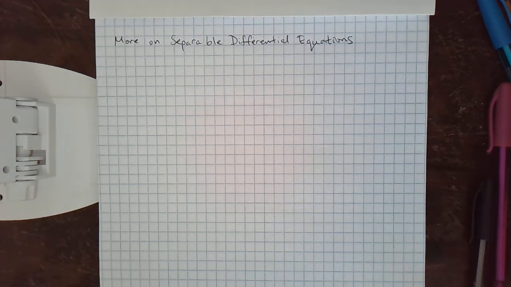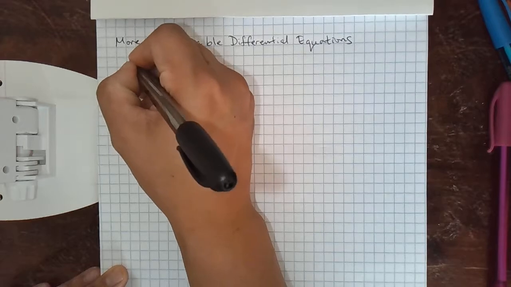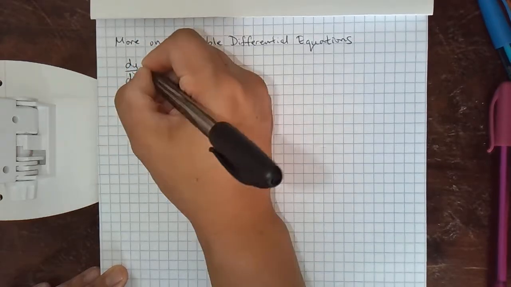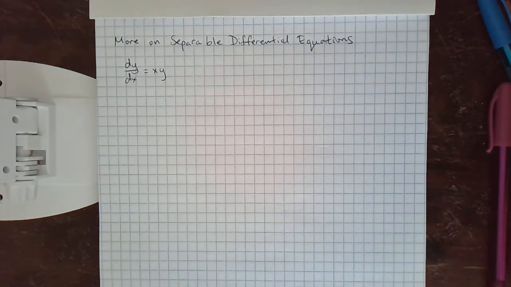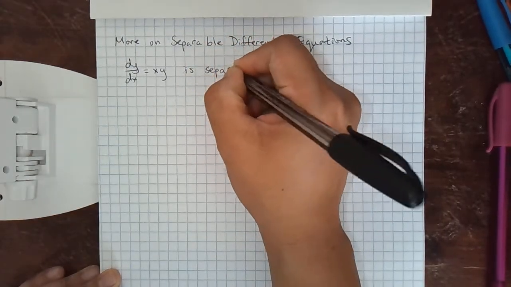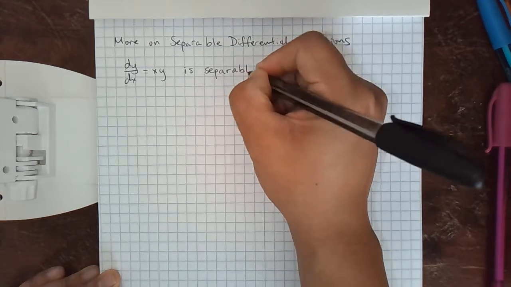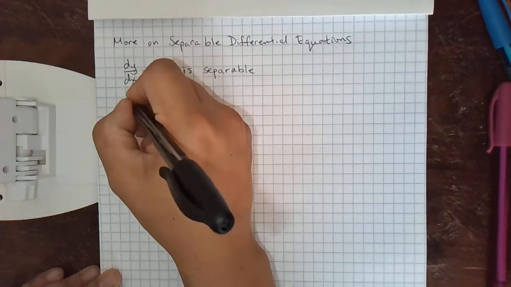Let's do a little more on separable differential equations. As we said, the way to decide if an equation is separable is to try to separate it. Sometimes it's easy to tell, sometimes it's hard to tell, but you do your best and hopefully you don't miss anything. So this equation is separable: dy by dx equals xy. Maybe as an exercise, you can try to solve that one in general.